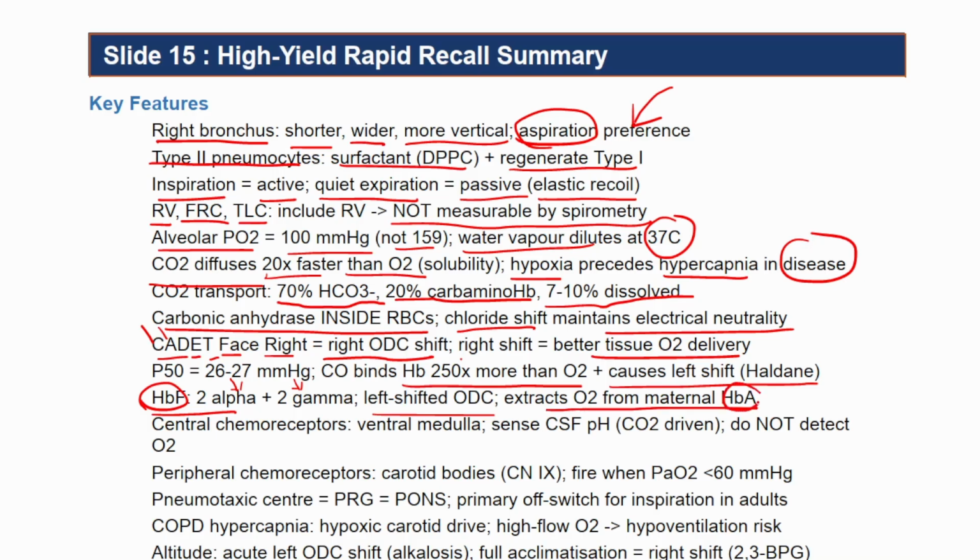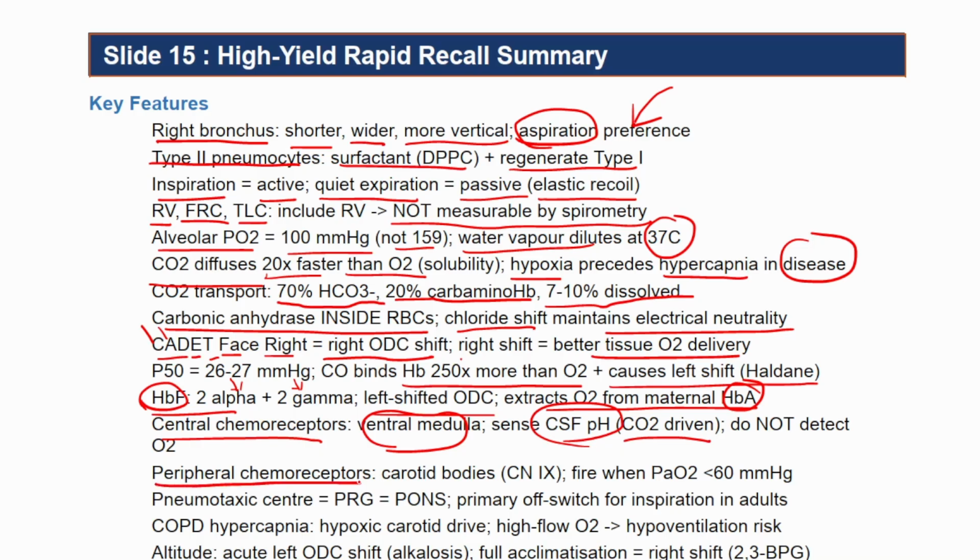Looking at the neural control loop, central chemoreceptors are clustered on the ventrolateral surface of the medulla oblongata. They are completely blind to oxygen levels, responding instead to drops in cerebrospinal fluid pH, driven directly by arterial carbon dioxide crossing the blood-brain barrier.